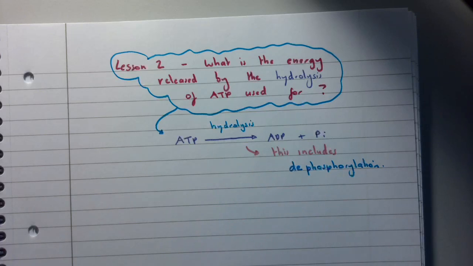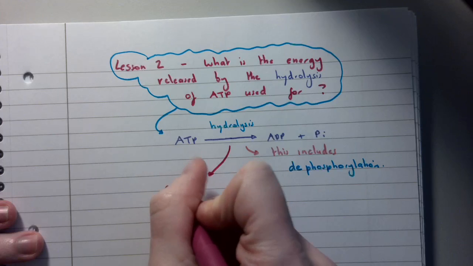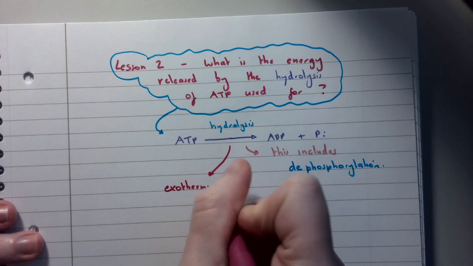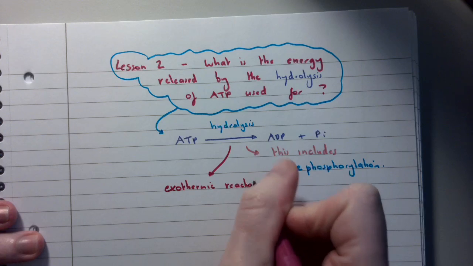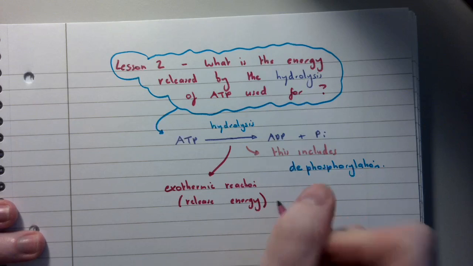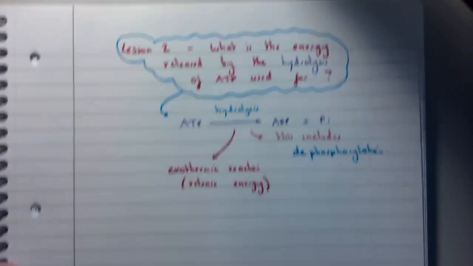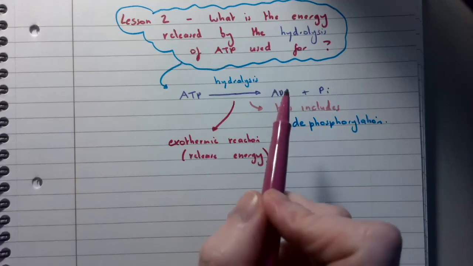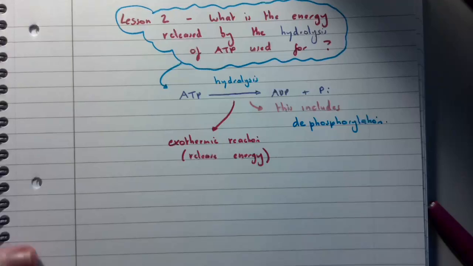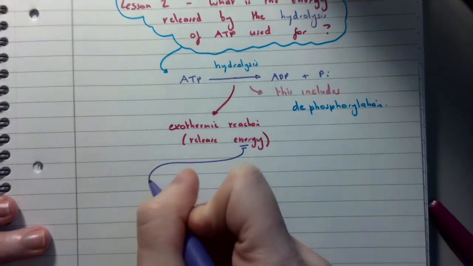Because it's releasing energy when you're breaking this bond between the second and third phosphate group, this is also known as an exothermic reaction, which basically means release energy. In chemistry, endothermic is to take in energy or requiring energy. Exothermic is where we release energy. And that's the whole point of the hydrolysis of ATP, to release some energy so that the cells can then use it. So these are some examples of basically what this energy is used for.